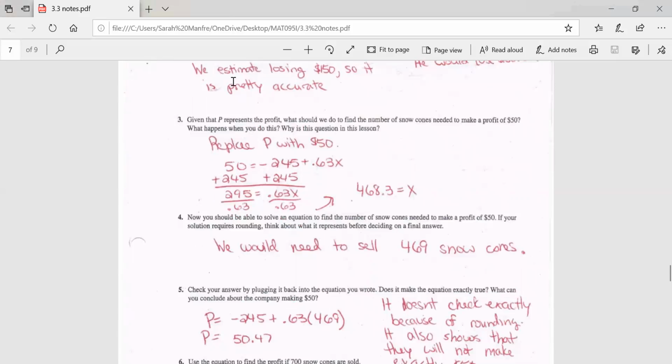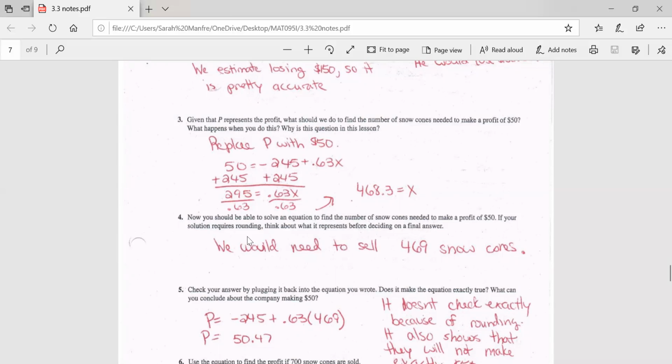So this is asking a couple things. It says, what should we do to find the profit of $50? What happens when you do this? Okay. Well, notice, what does this represent? The number of snow cones. Can we sell 468.3 snow cones? No. Why is this question in this lesson? Because it's reinforcing solving equations, right? We're taking the equation that we figured out in section 3.2, how to write equations, and then showing how we can apply that equation that we found and then solve it.